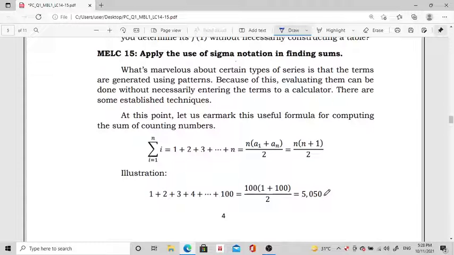So hindi natin na siya kailangang i-input pa sa calculator isa-isa. Dahil we have this formula already. The number, the n, yung dulo, the number sa dulo, times yung susunod sa kanya, that is 101. The result should be divided by 2. And then makukuha natin yung sum. So, we earmark this formula. And then, we will use it later.